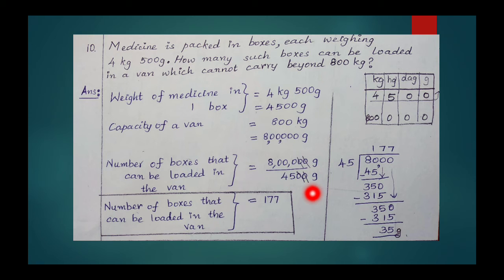Two zeros are cancelled with the two zeros in the denominator. So you divide 8000 by 45. You get a quotient of 177. Remaining 35, which means some 177 boxes are there. And 177 boxes can be loaded in a van with a capacity of 800 kilogram. The remaining 35 is 35 grams of medicine. See, the number of boxes that can be loaded in the van is 177.